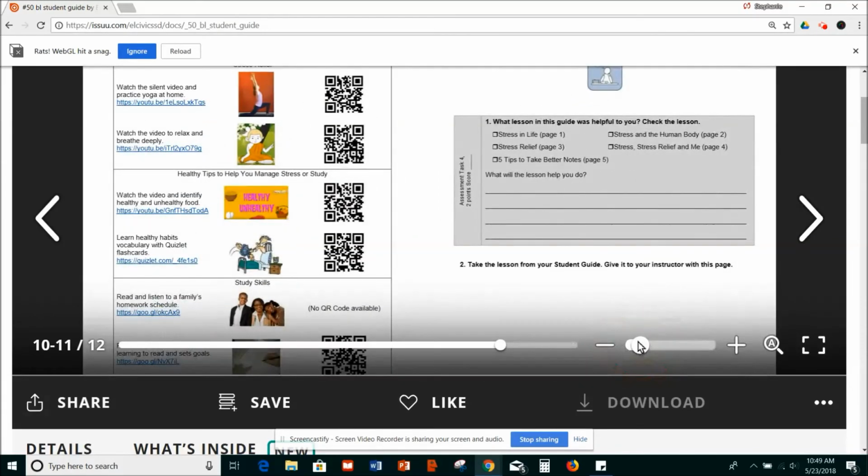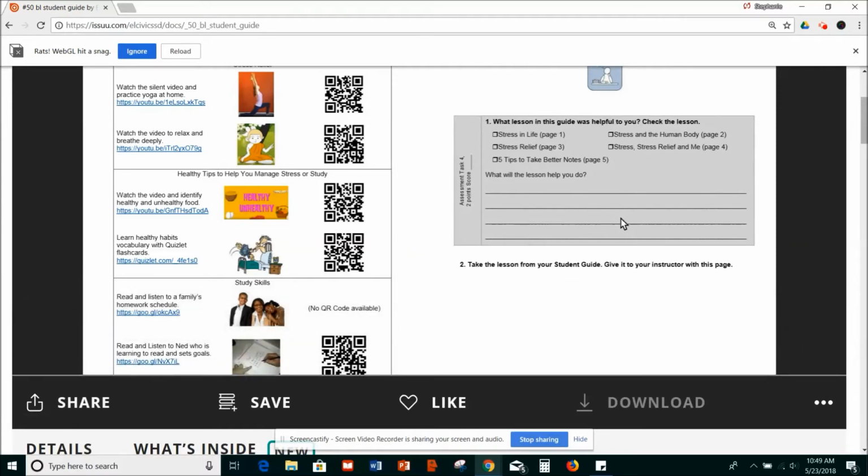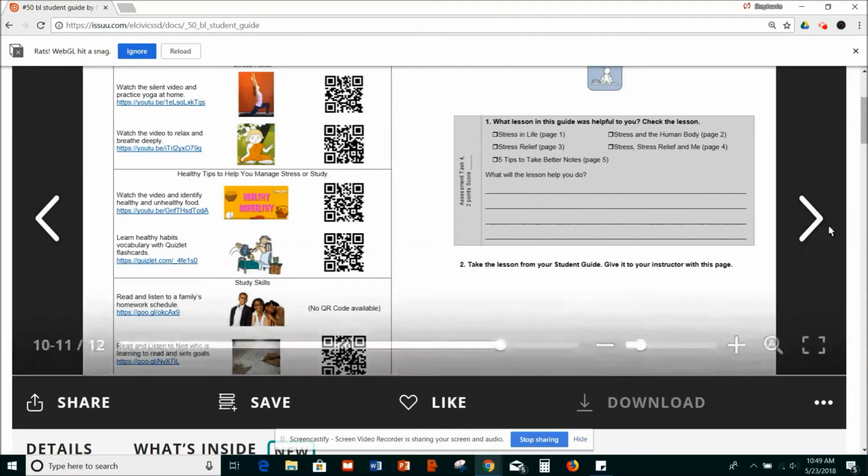Page 8 lists resources for you and your students, so you can extend instruction and explore the topics introduced in Objective 50 more thoroughly. On page 9, students reflect on learning by selecting a lesson that was most helpful to them and by sharing what the lesson will help them do in writing. In addition to writing about how the lesson will help them, students remove the lesson from their portfolio and attach it to this page.